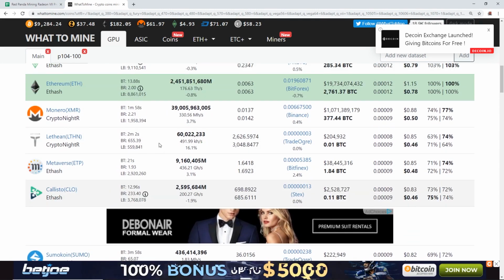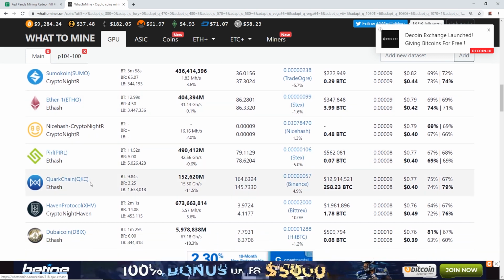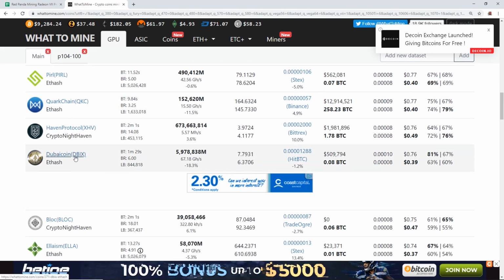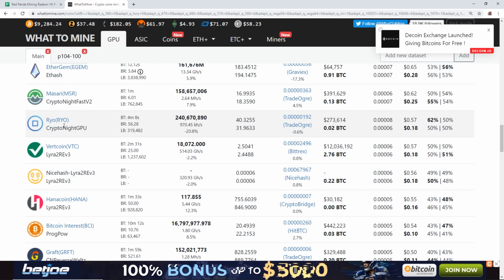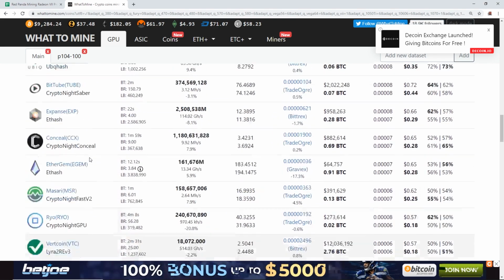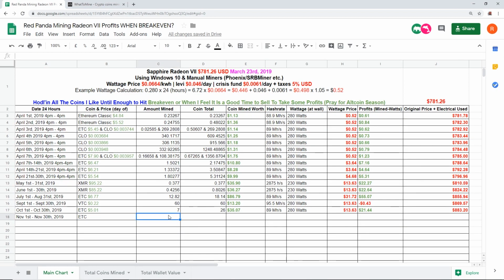Callisto's looking up, it's coming up there. Ether-1, Pearl, Quark Chain, Dubai Coin, Ubiq, Vertcoin's down there, Rio's down there. Not looking too good for those coins. But I'm mining for the long haul. The profitability doesn't really matter. All the altcoins are relative in price anyway. They've all been going straight down in terms of price. So we're all praying for altcoin season. I really hope that it comes back.